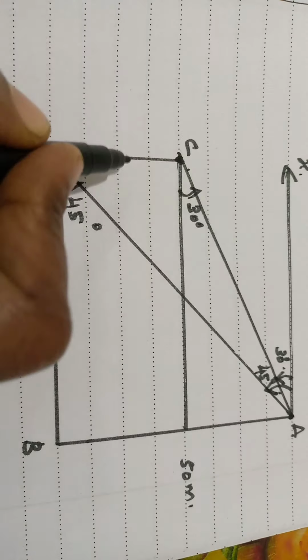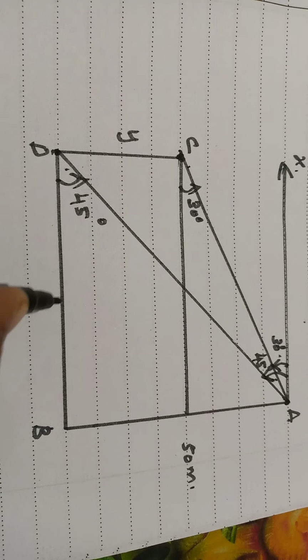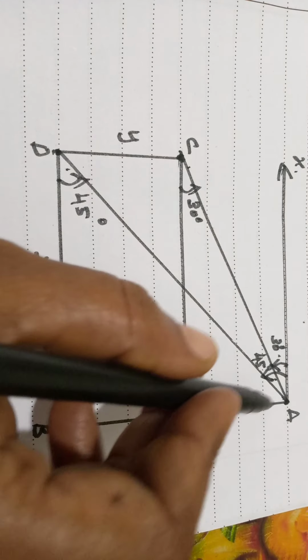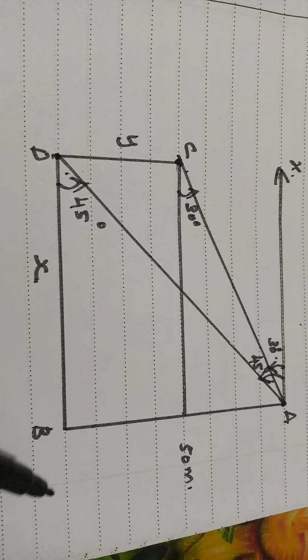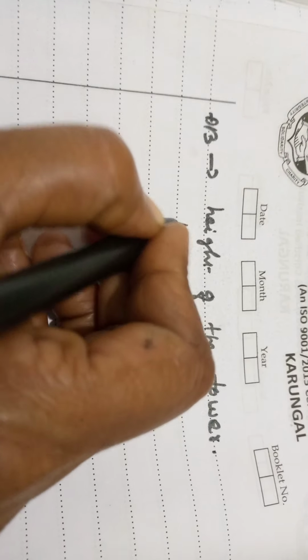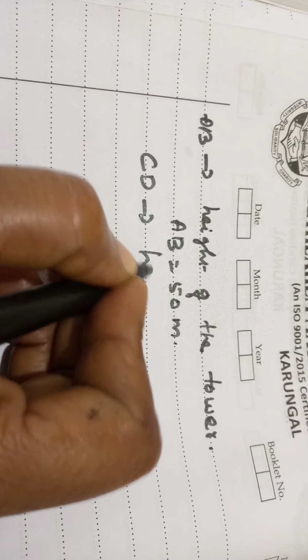Let us name CD as Y. Here DB is there, no? DB, let us take it X. AB is the tower. So let us write what values are given. Let AB be the height of the tower, that is AB equal to given 50 meter. CD, let's take the height of the tree.